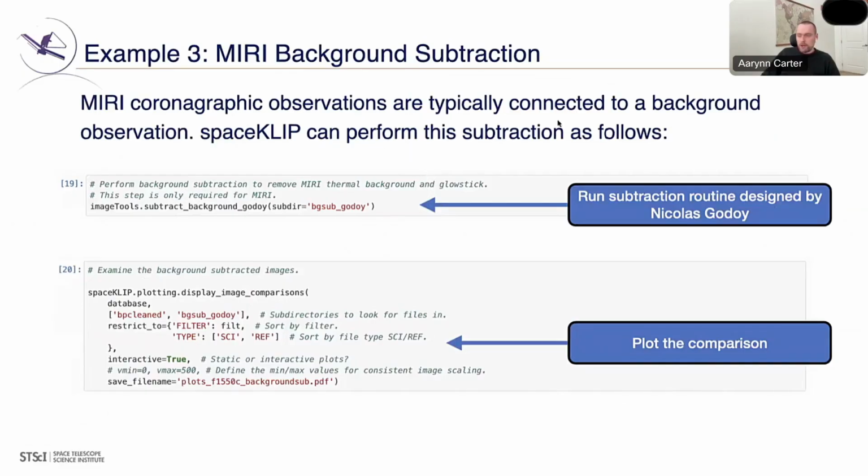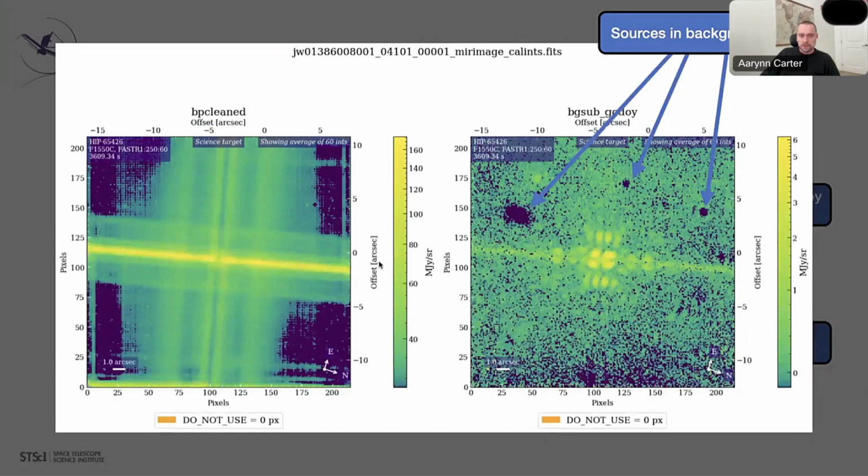For MIRI background subtraction, we have this as well. So we have this nice subtract background Godoy, which was developed by Nicolas Godoy. And you can see we can get the background images, scale them appropriately, and subtract them from the data to leave behind our image to look at, with the nice stellar PSF there and not too much residual noise.